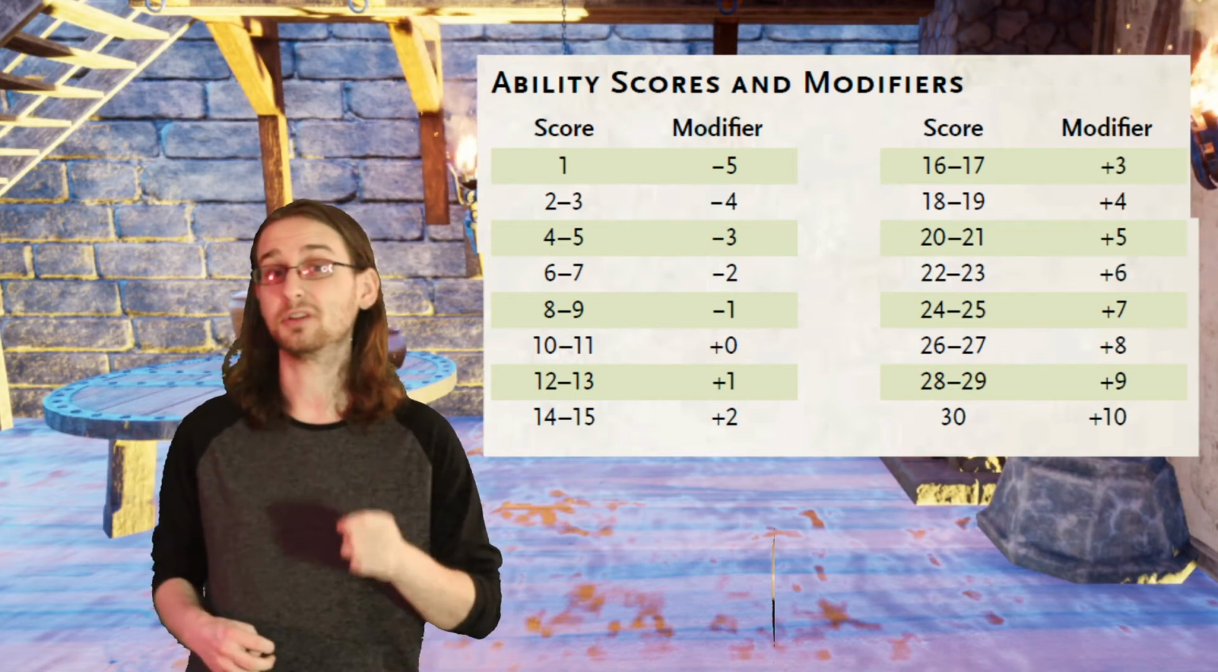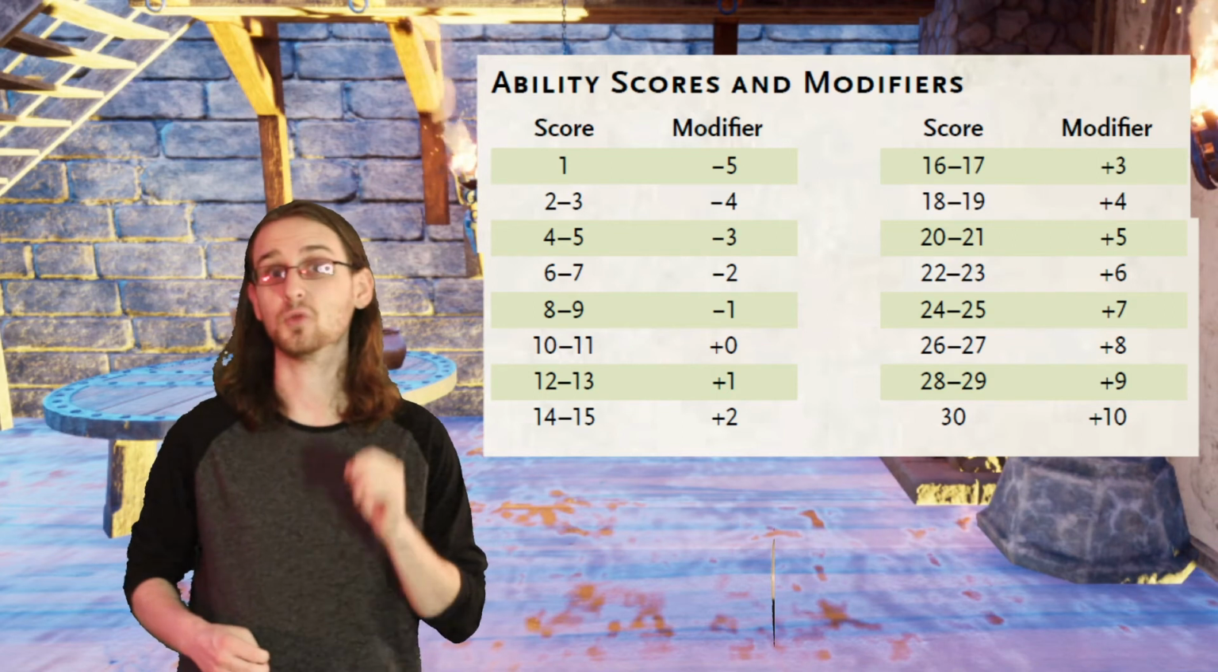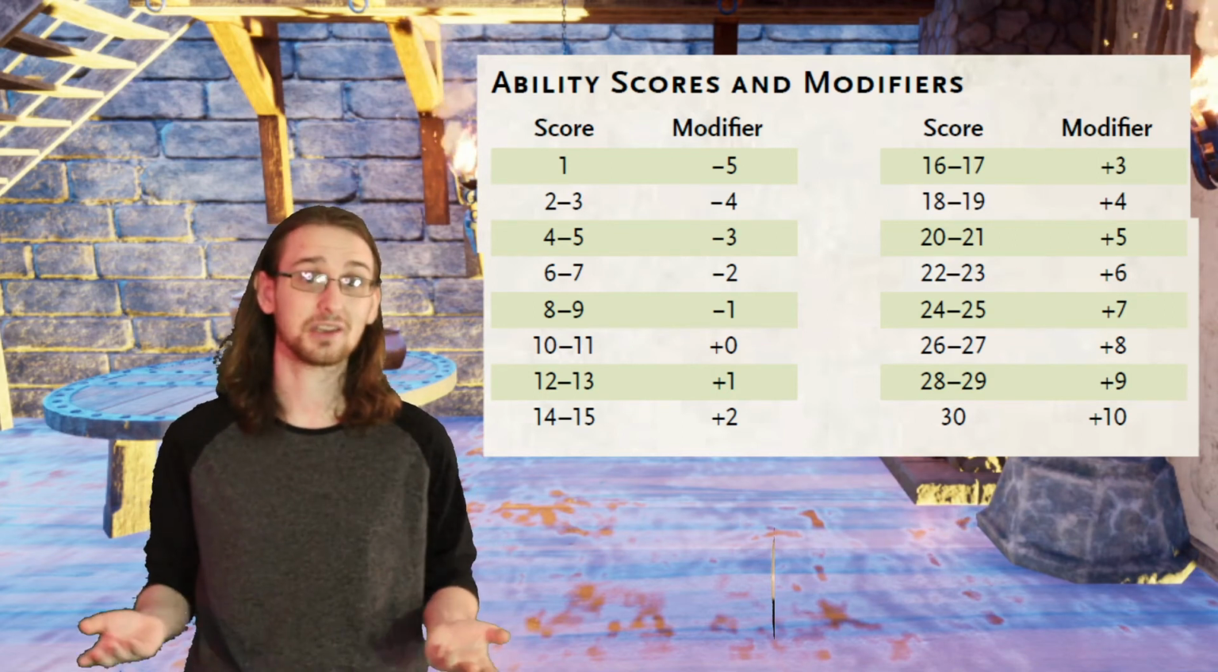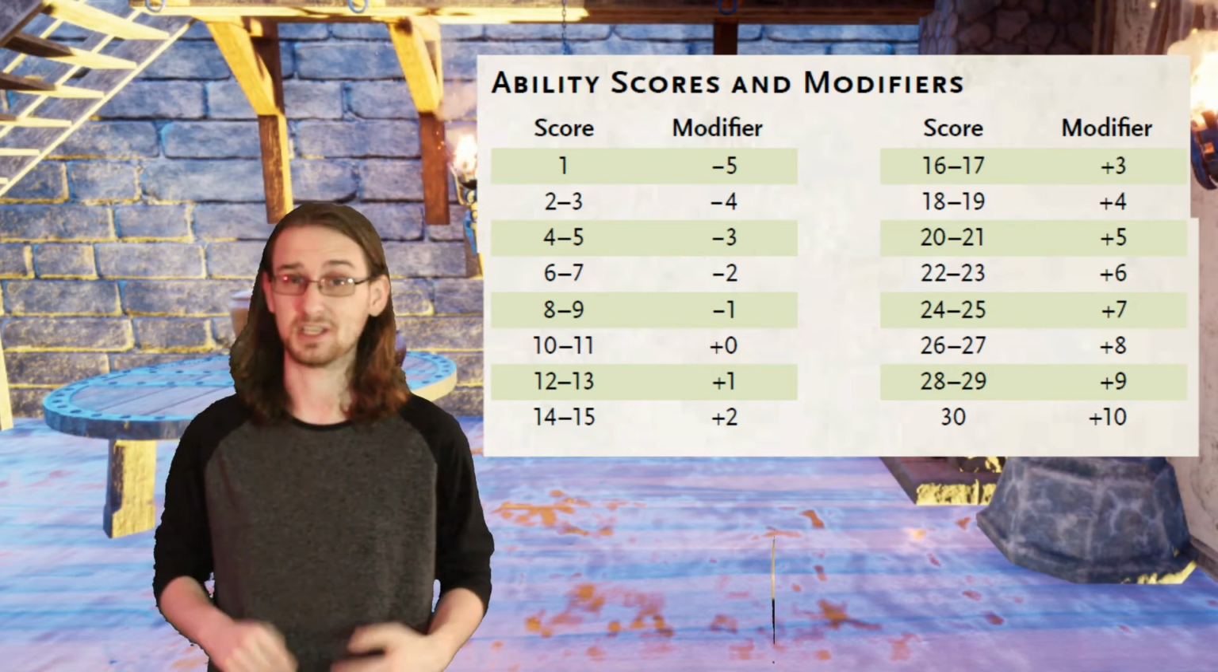A 0 in ability score also generally means you are dead. No questions asked, you cannot get something below a 0.